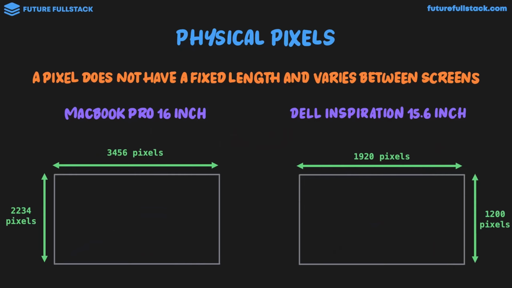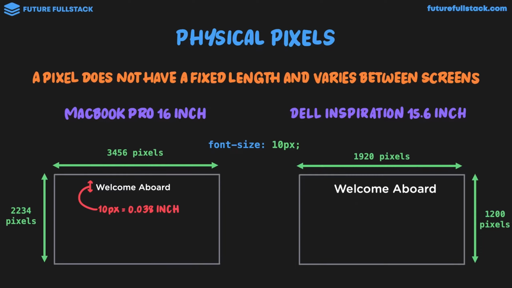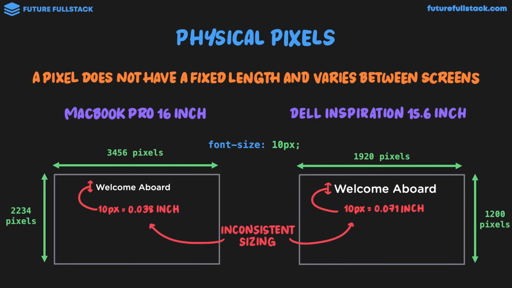Now, what this means is that if we were to use physical pixel values in our CSS, we would run into some problems. For example, if I set a font size of 10 pixels, on our MacBook Pro, the text "Welcome Aboard" would be 0.038 of an inch. That is 1 pixel, which was 0.0038, times 10. On our Dell Inspiron, the "Welcome Aboard" text would appear a lot larger, where 10 pixels would be 0.071 of an inch. So, using physical pixels would result in inconsistent sizing of our elements on the page.